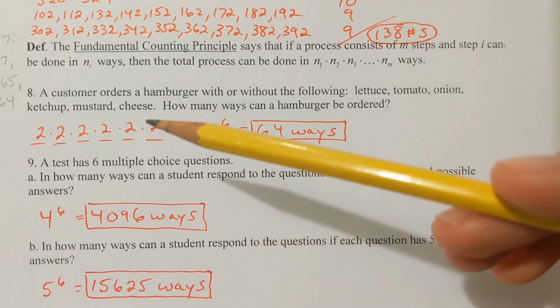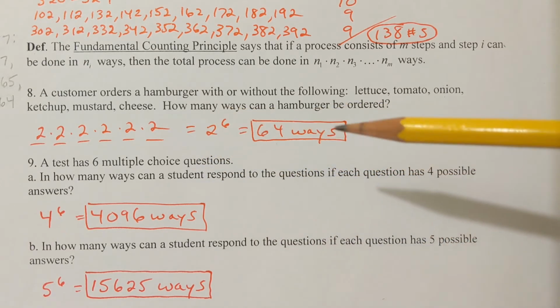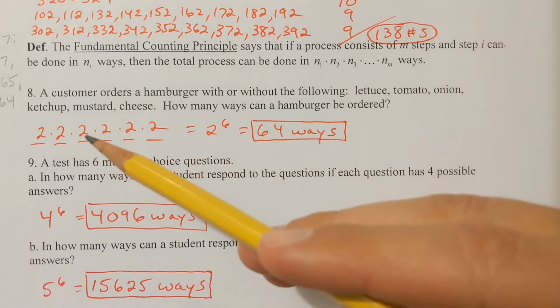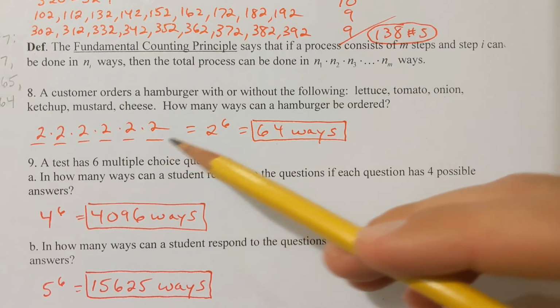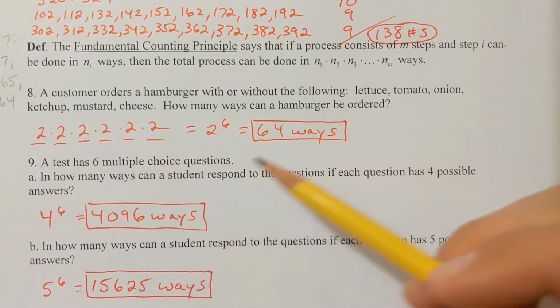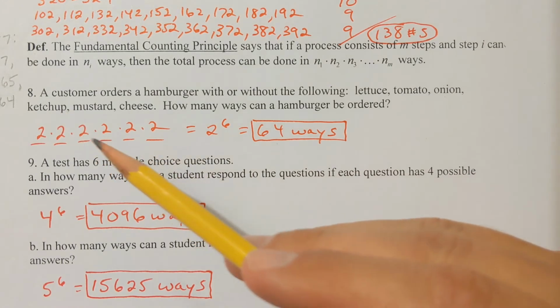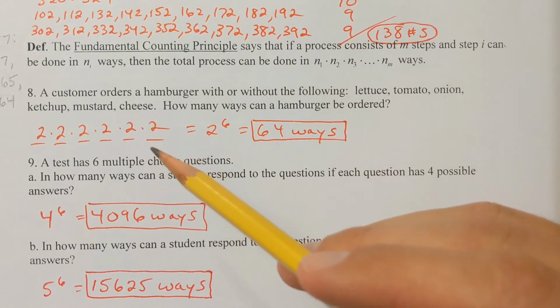So problem 8: a customer orders a hamburger with or without the following ingredients: lettuce, tomatoes, onions, ketchup, mustard, or cheese. How many ways can a hamburger be ordered? Well, basically you're going to go through each ingredient. I'll lay out 6 spaces here, and it'd be yes or no to lettuce, yes or no to tomatoes, yes or no to onions, yes or no to ketchup, yes or no to mustard, yes or no to cheese.